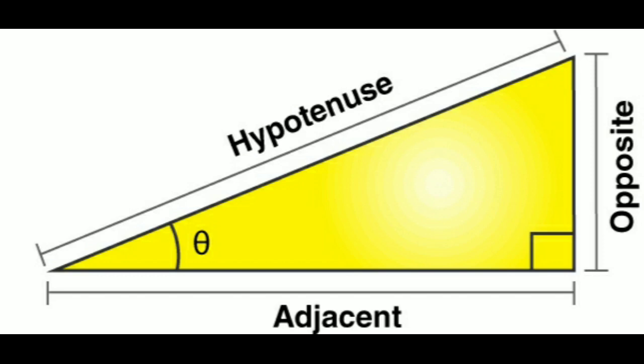Now formulas and identities. Tan and cot. Tan theta equals sin theta by cos theta. Cot theta equals cos theta by sin theta.